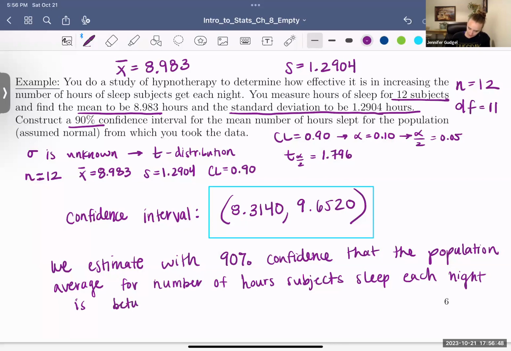is between, and here's where we can round. It's a summary. We can round it a little more. 8.31 and 9.65 hours. Again, in your summary, you include the percentage, you include the word average or mean somewhere. We are talking about a population average or mean. So that word population is pretty big as well. You need to include the two numbers as well as the units on those two numbers.